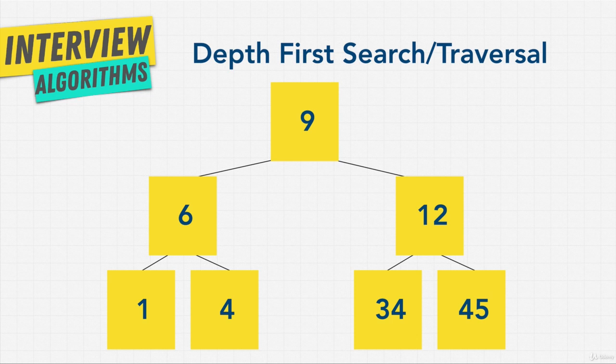Let me show you. We start off with 9, then we go to 6, then we go to 1, and we've reached a leaf node. There's no more children. So we go back up to 6, our ancestor, and see if there's any more unexplored children. In this case, we haven't gone to 4, so let's go to 4. And now, because there's no more children, we go all the way up to 9 and say, all right, let's go to the right now. We go to 12, then 34, and then come back up and search 45 as well.